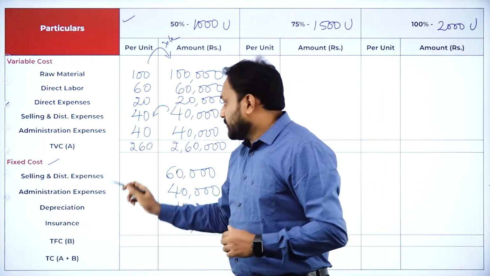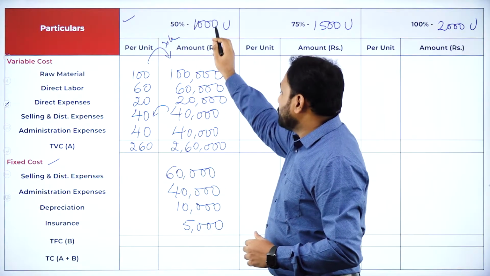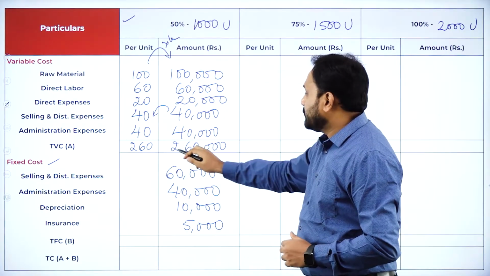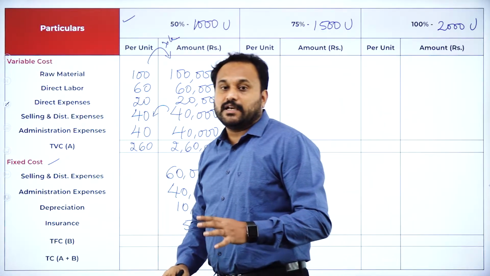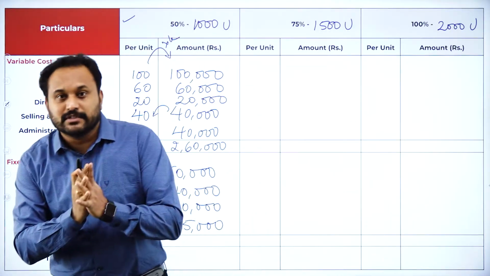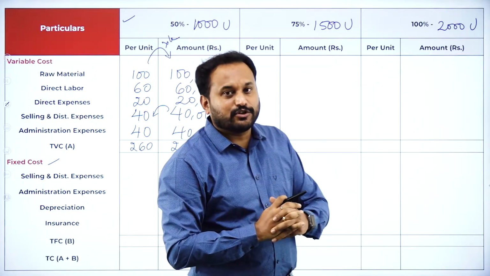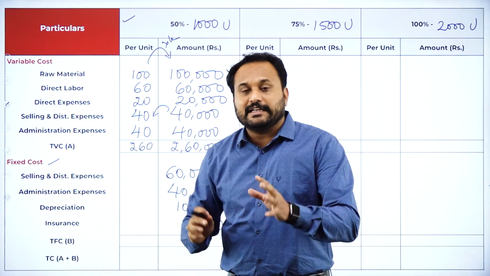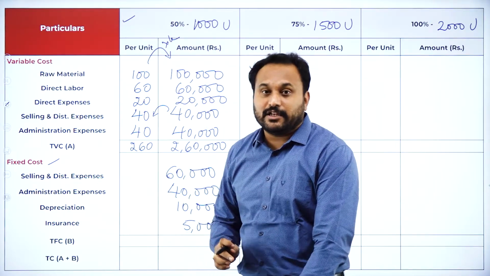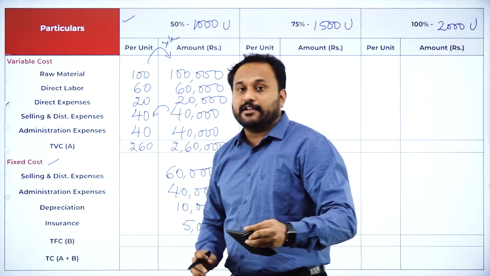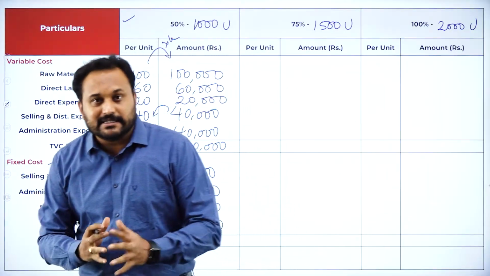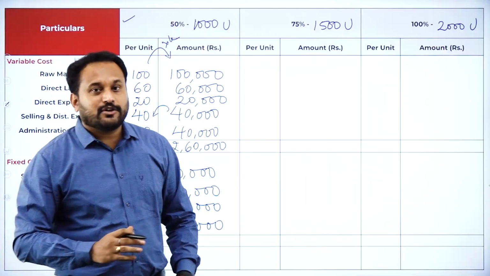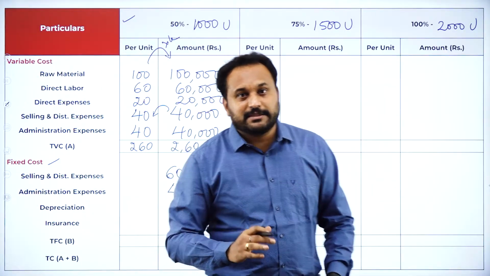For 1 unit it is 260 rupees. So for 1,000 how much? 260 into 1,000 is what you got? 2 lakh 60,000 rupees. Easy, students. This is how you are supposed to go with it. Whenever you feel there is a dilemma, please, I'm telling you, you are supposed to use your calculator because 15 marks it is. Easily you people can score 15 on 15 when it comes to flexible budget.